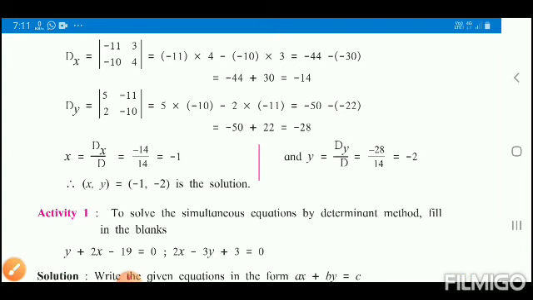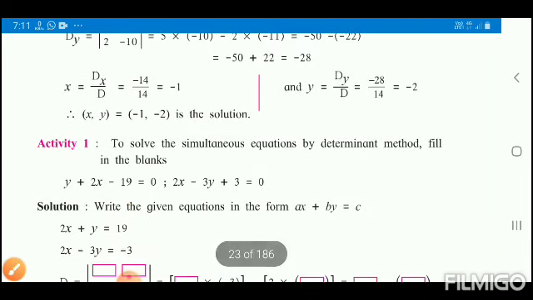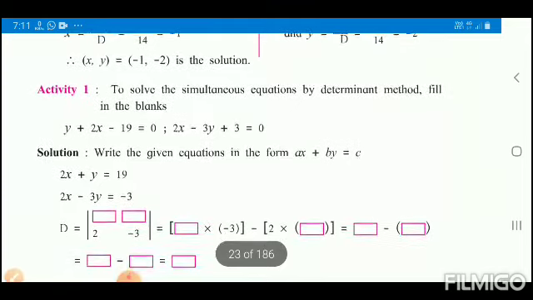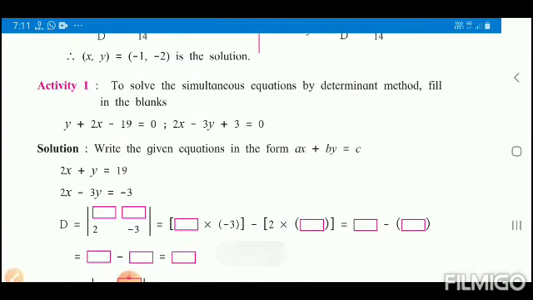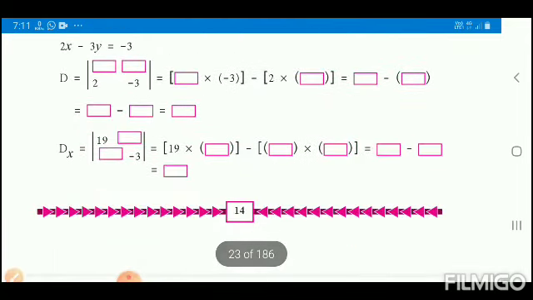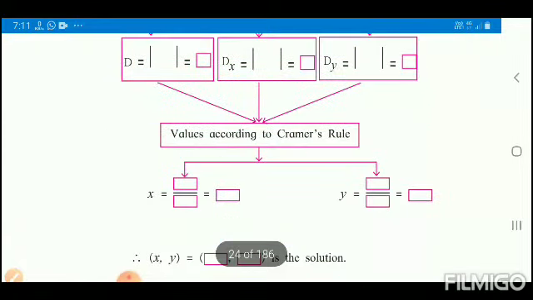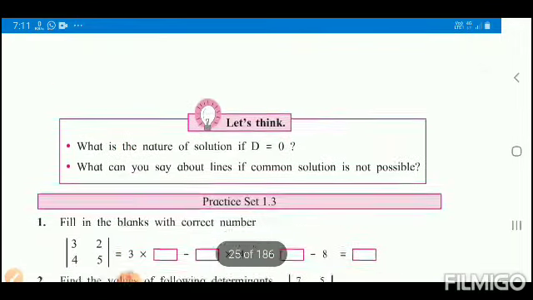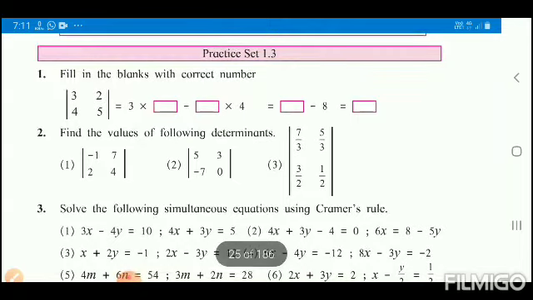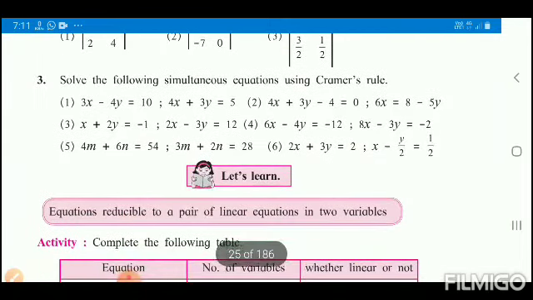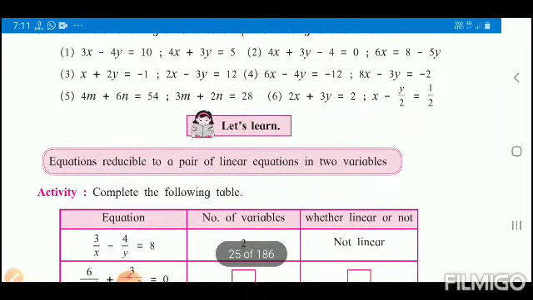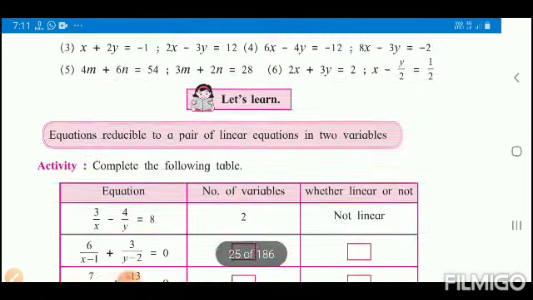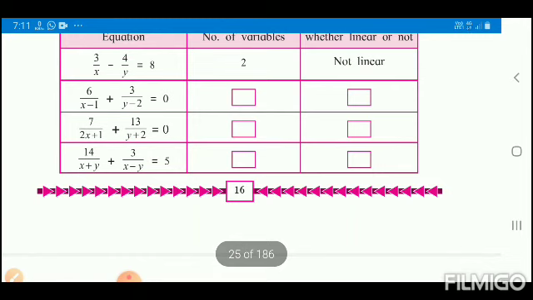Now they have given the activity based on the determinant method or Cramer's rule method. You have to solve these in your notebook. See the activity and solve practice set 1.3. Now let us learn equations reducible to a pair of linear equations in two variables.